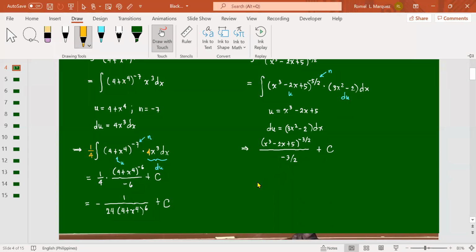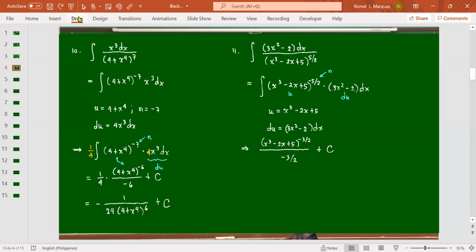Could you please simplify that? Negative 2 over 3 times (x cubed minus 2x plus 5) raised to 3 halves, plus C. Very good. Plus C. Okay. Thank you po sir. Next. Be ready. Christine.